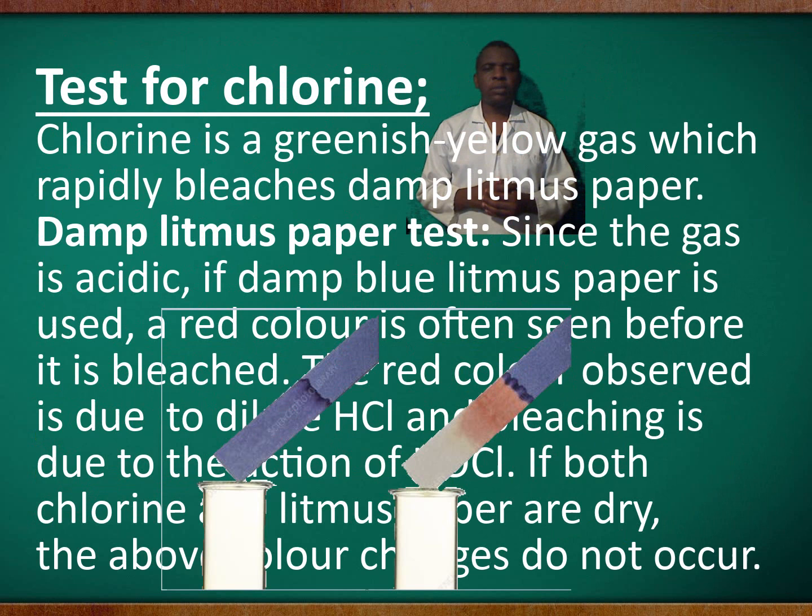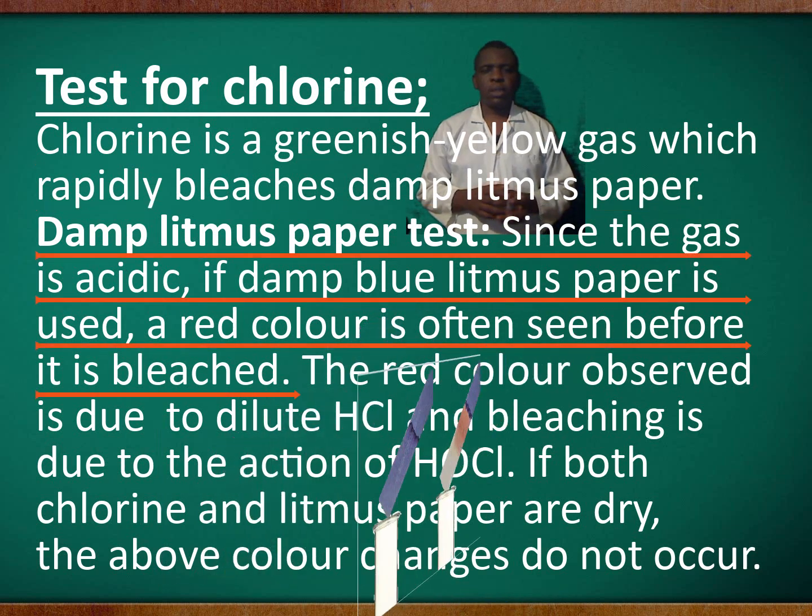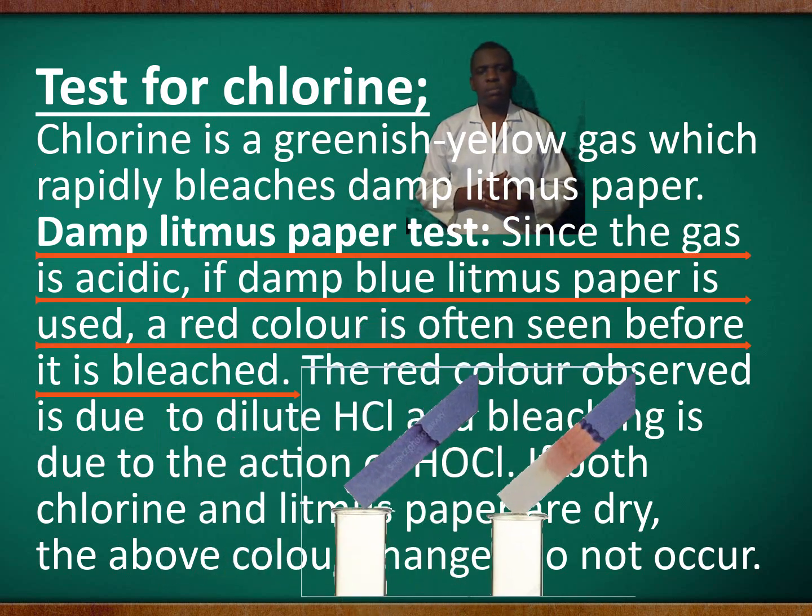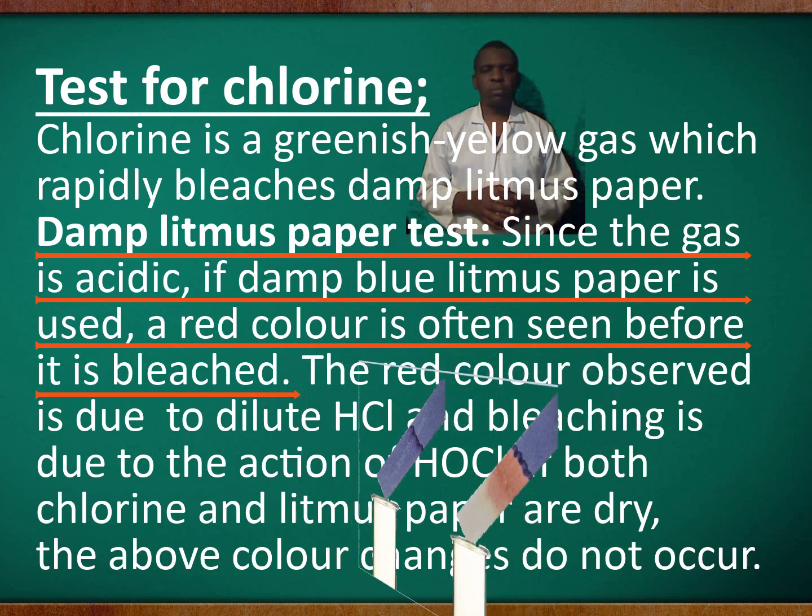Test for chlorine. Chlorine is a greenish yellow gas which rapidly bleaches damp litmus paper. Since the gas is acidic, if damp litmus paper is used, a red color is often seen before it is bleached.